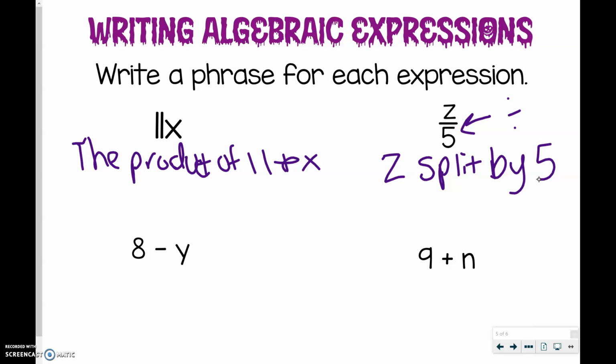You can just simply say z divided by 5. You could say the quotient of z and 5. Lots of options there. Or you could say z shared equally by 5. Tons of options. Just focus on division on that one.